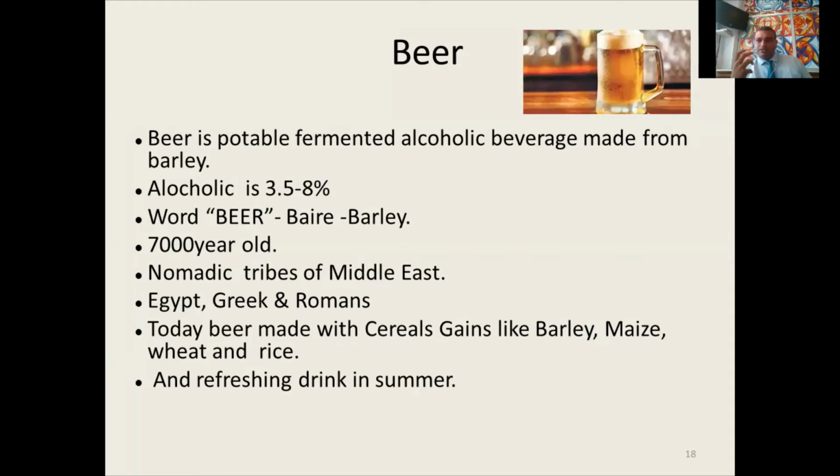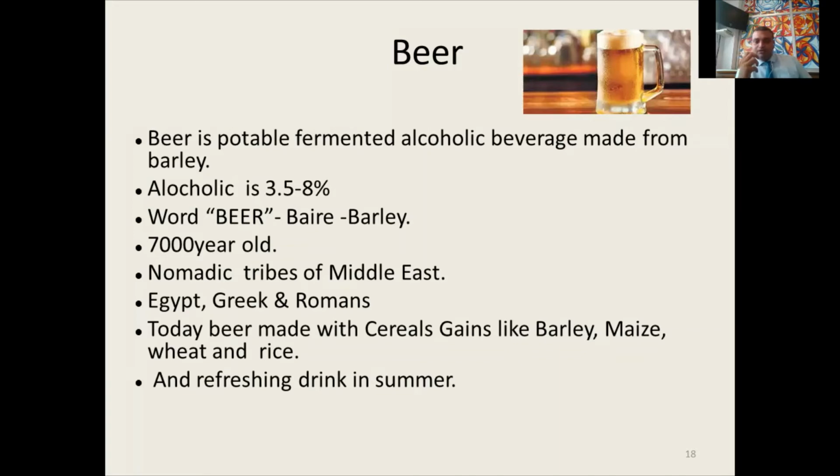So they made it into powder, mixed it with water, and converted it into porridge, and they left it in an open tank. In the air there is natural yeast, which fell on the porridge kept in the tank. The yeast started reacting with the porridge and it started fermenting, and you got beer. This was somewhere beyond 7,000 years ago. This is how, accidentally and without knowing, beer was formed.